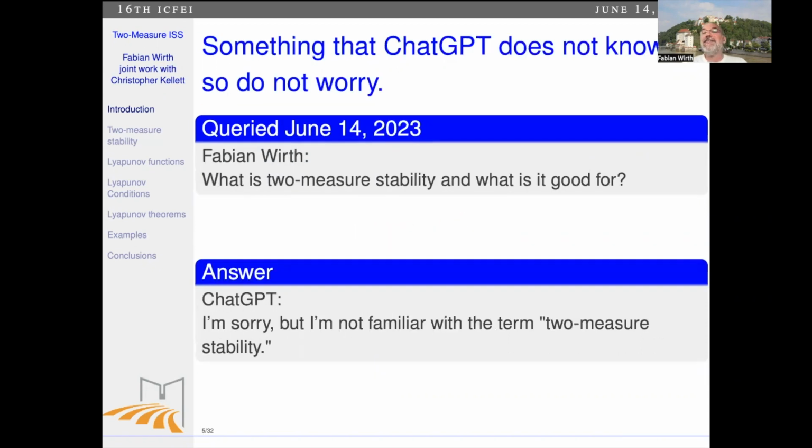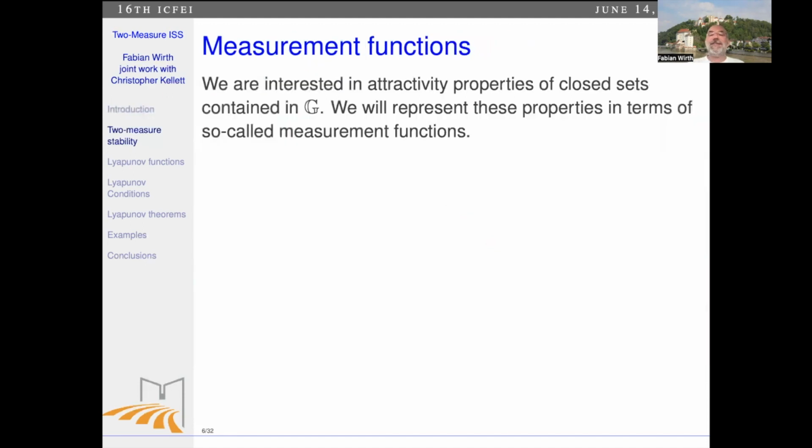So I just thought I'd try to see what ChatGPT will tell me if I ask it what two-measure stability is, right? So I asked today, what is two-measure stability and what is it good for? And the answer was, I'm sorry, but I'm not familiar with the term, right? And that's quite an achievement, right? To find something which ChatGPT will just tell you, I have absolutely no idea what that is, but it also tells you that this talk is about rather a niche subject, right? Okay, a niche, but I mean, there are books out there.